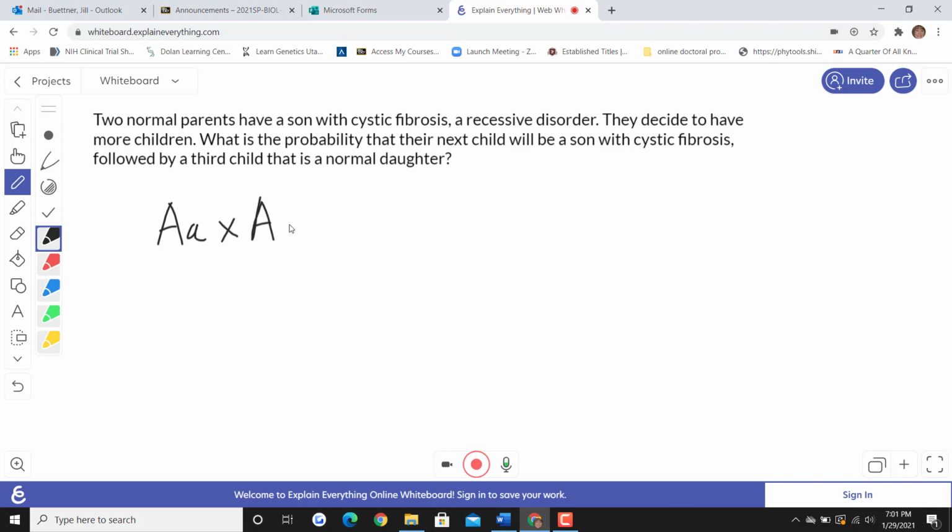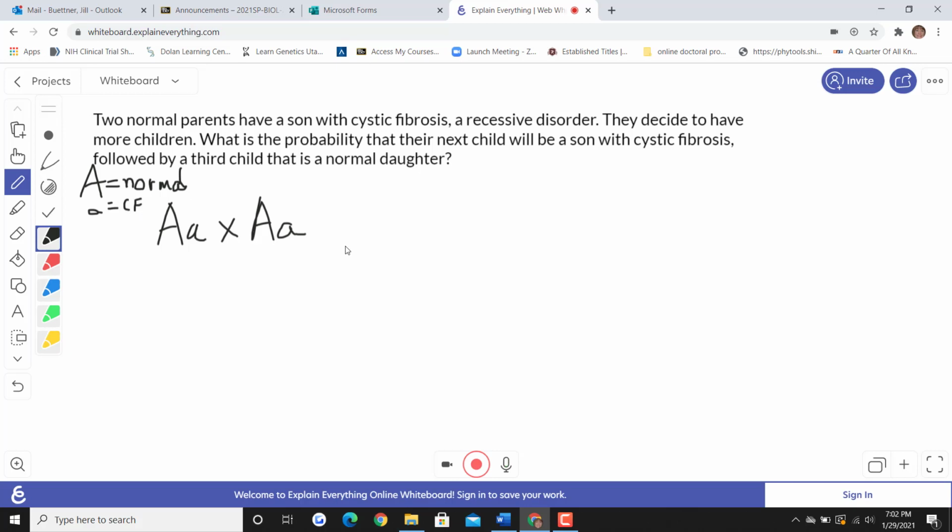So these are the parents, heterozygous, and we're going to say the big A is the normal allele, and the little a is the cystic fibrosis. Little a is CF. For example, it doesn't matter, whatever it is.